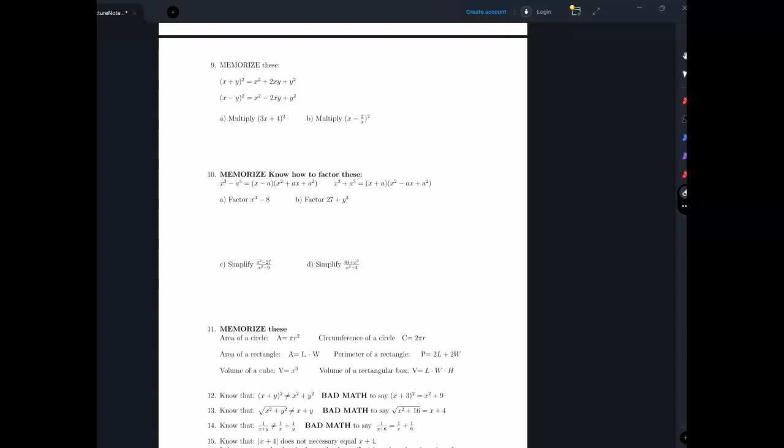It will be necessary for you to have these two things memorized: how to multiply out (x + y)² and (x − y)². This is like undoing the foiling thing. If I have this, I just want you to be able to say, okay, that's going to be (3x)² plus 2 times 3x times 4, which gives me 12x, and then plus 16. So that's 9x² + 24x + 16.